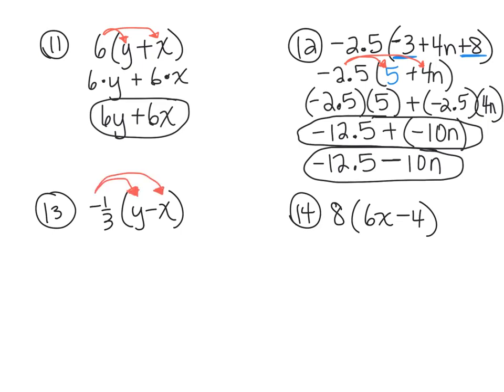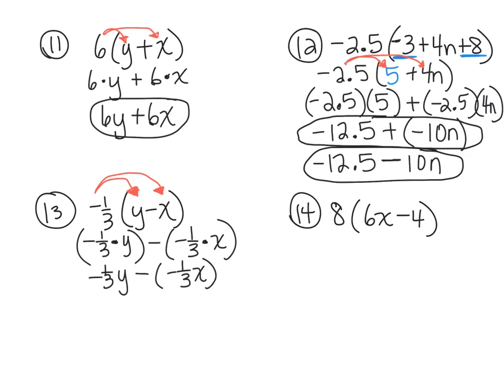Now let's apply the distributive property to question 13. There's the step where we distribute. There's the simplified version of that. And then we need to make corrections here to the subtracting of a negative. So we're going to rewrite that as adding the opposite. So the simplified expression on question 13 is negative 1/3 y plus 1/3 x.